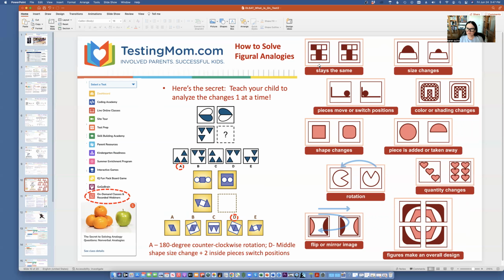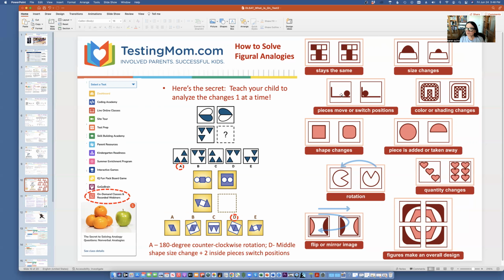So the thing about figural analogies is there's changes happening between the figures, sometimes one change, sometimes two, sometimes three or four, when they get really hard. But at the beginning, it's just one change, and your child needs to know what the most common changes are. There's 10 common changes that you'll see in all of these figural analogies. The figures stay the same. The size changes. Here we're going from big to small, but you could go from small to big.